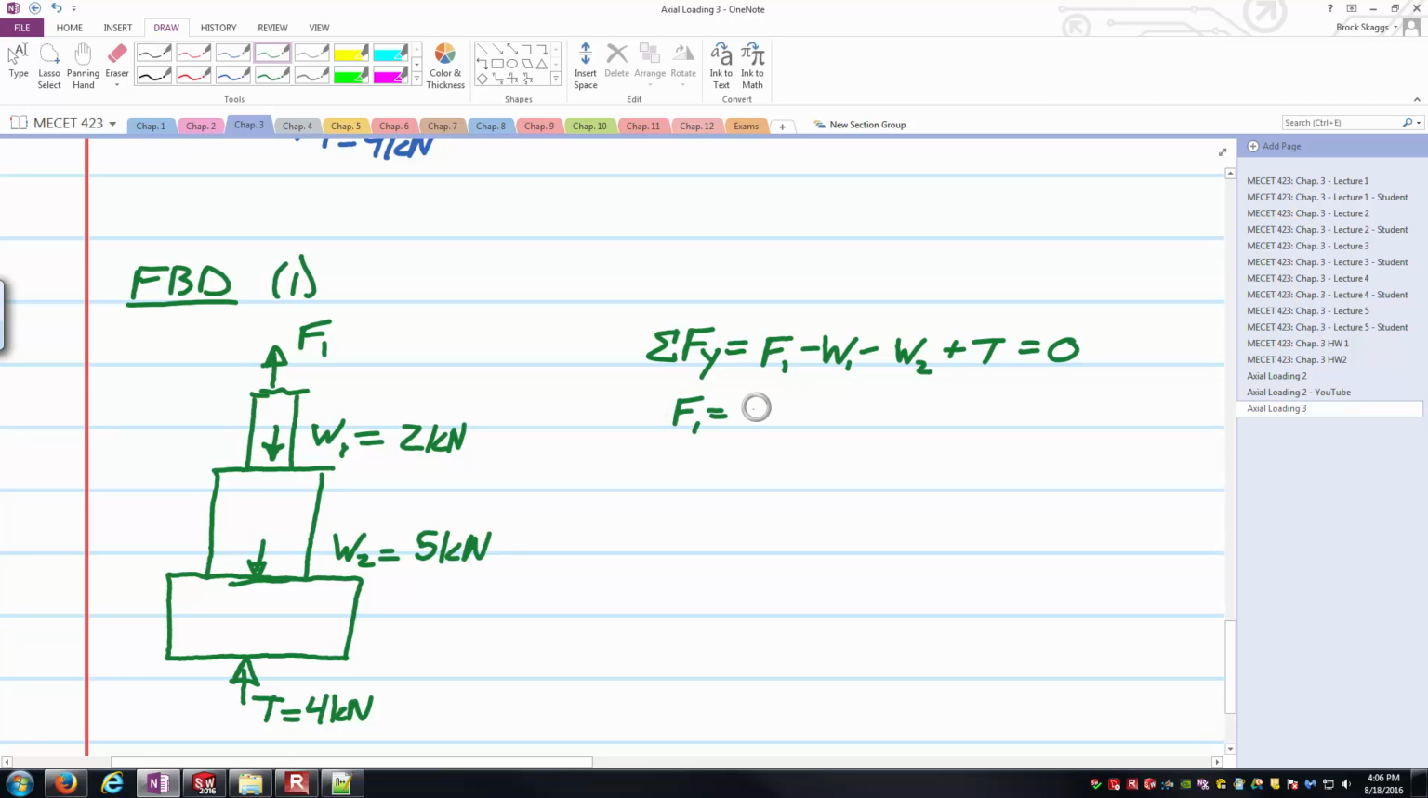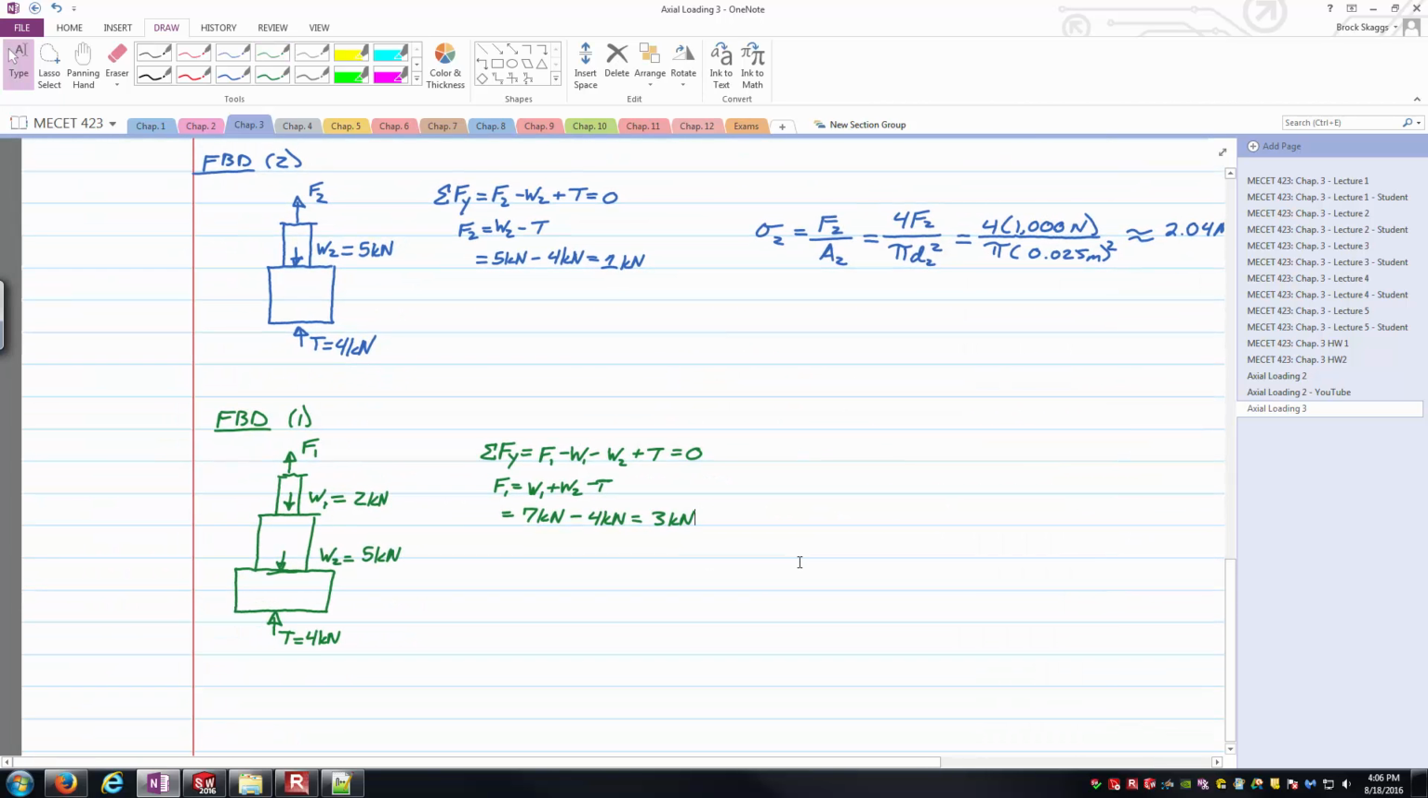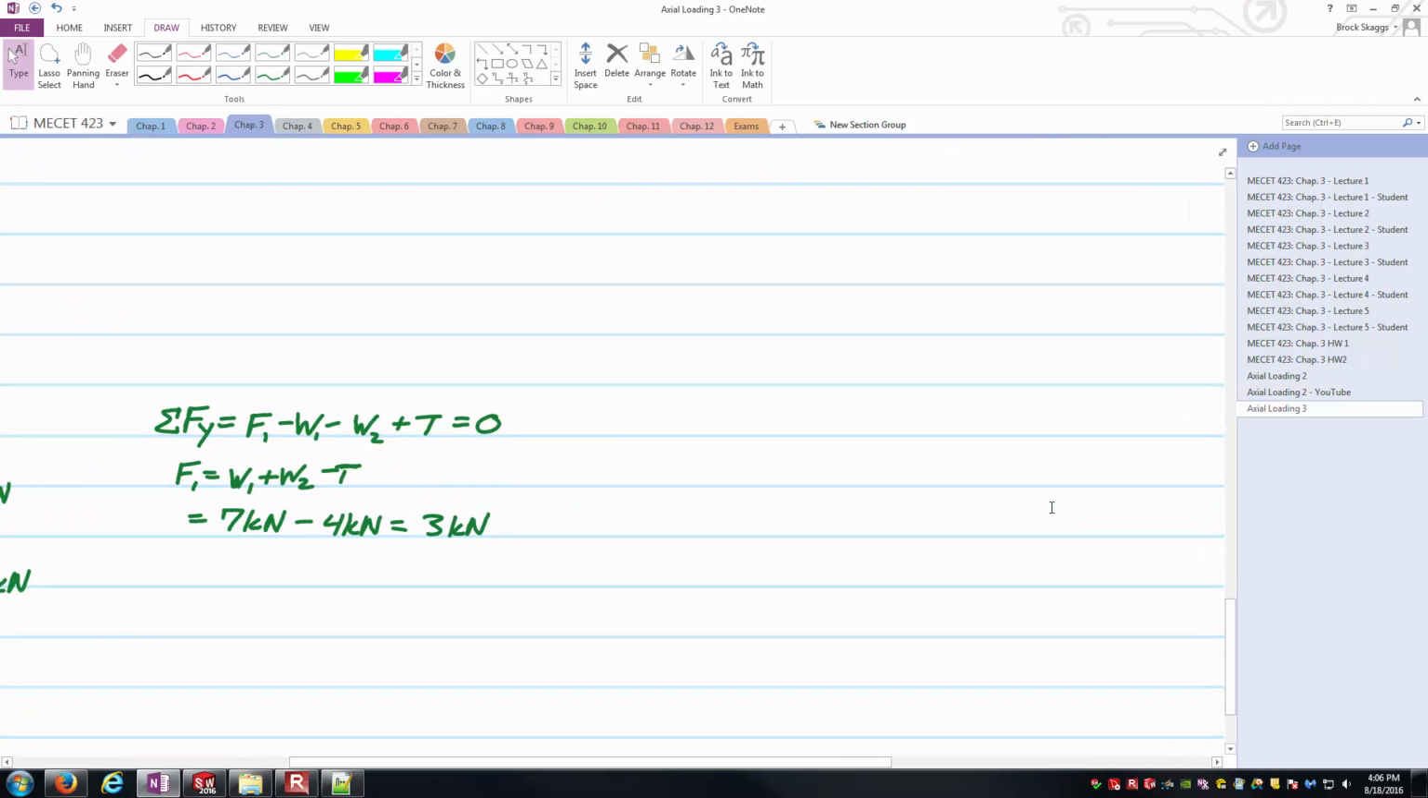And so now solving for F1, it'd be what? W1 plus W2 minus my T. And so I've got W1 plus W2, I'm going to go ahead and shorten that to 7 kilonewtons, minus my T is 4 kilonewtons. Gets me to 3 kilonewtons there. And so now that I know the axial force here, 3 kilonewtons, notice it's positive, so I assumed correct over here. It actually is in tension, and I can quickly calculate my sigma 3 to wrap up this video.